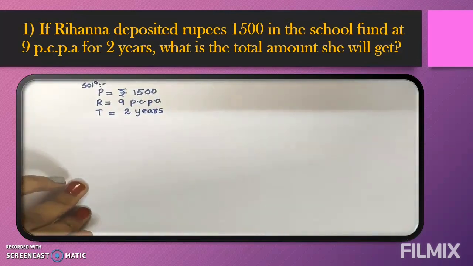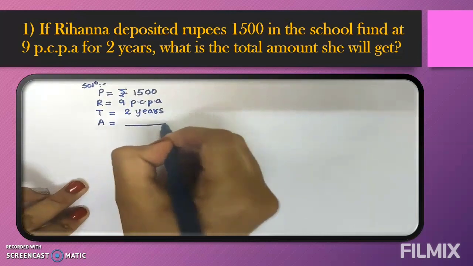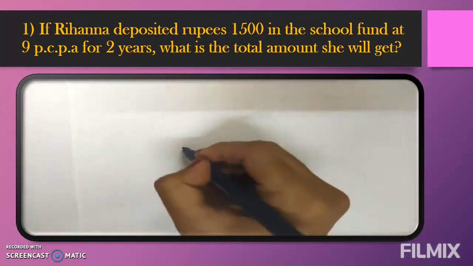Now what they are asking, what is the total amount she will get? Amount means we have to find out A. So we have to find out A. So we will write here A blank. Now as we have to find out A, so what is the formula for A?